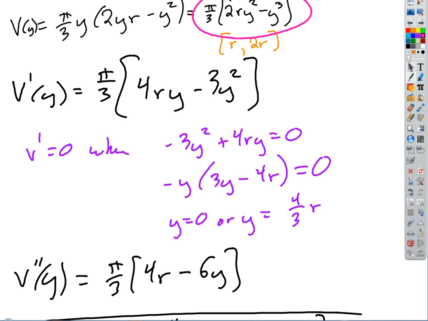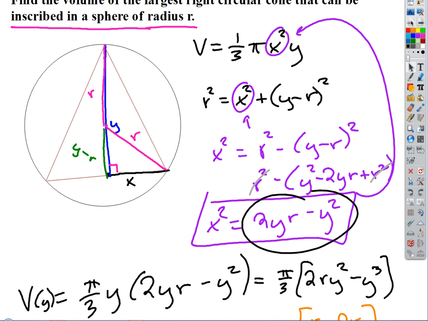What if they did ask for the dimensions? Where would I go to find the other dimension? We know what y is in terms of r. This gives us x squared, so I would just square root that number that I get. We always go back to our substitution equation to get the other variable. Does that make sense?